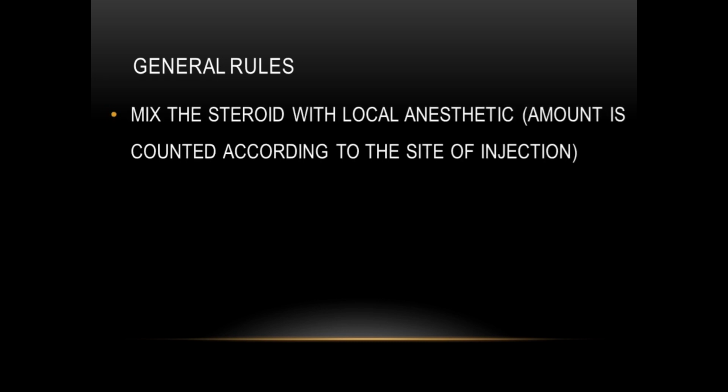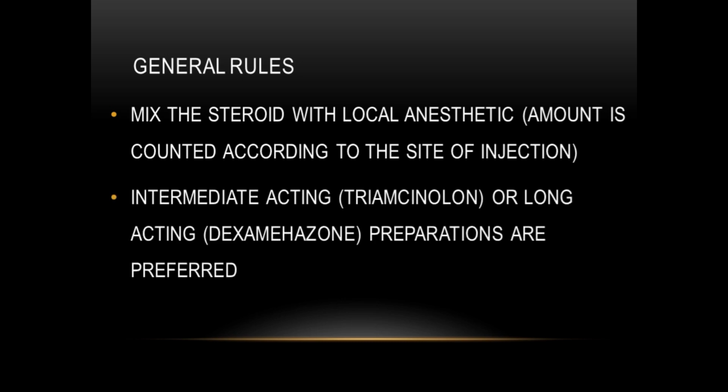Mix the steroid with local anesthetic. We count the amount of the local anesthetic according to the site. If large area, we can use 5 to 7 cc. If small area, we can use only 1 cc. And in the trigger finger, we use half cc of the anesthetic and half cc of the steroid. We can use triamcinolone as intermediate acting or dexamethasone as long acting preparation.